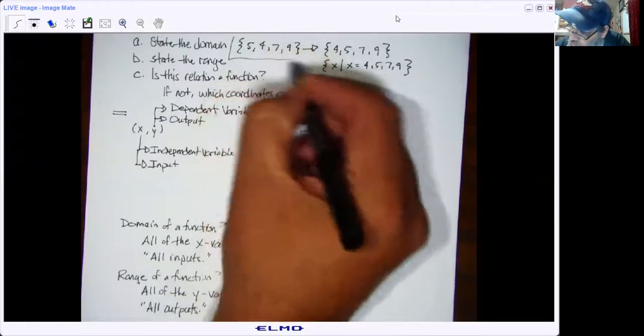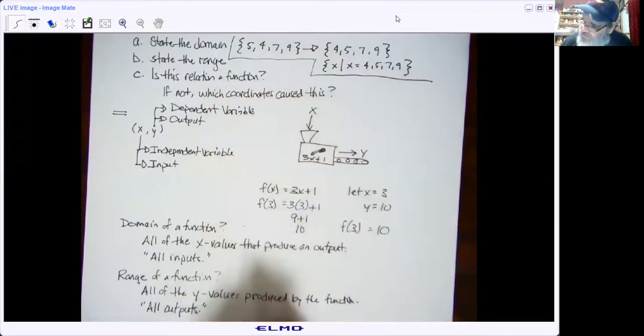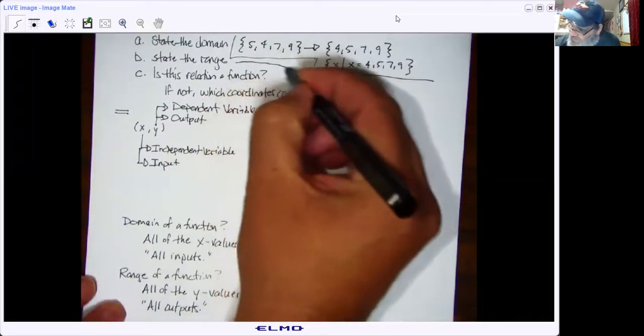Well, the range of a function, we just said that that's all of our y values. So I should have thought this out a little better. So follow the arrow.